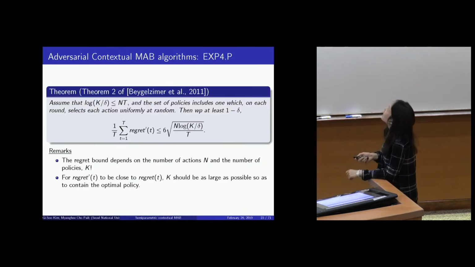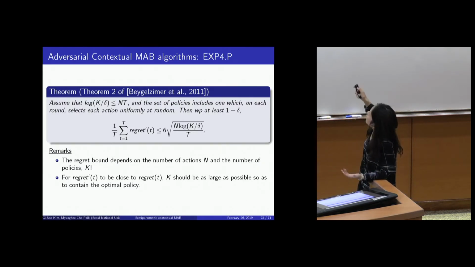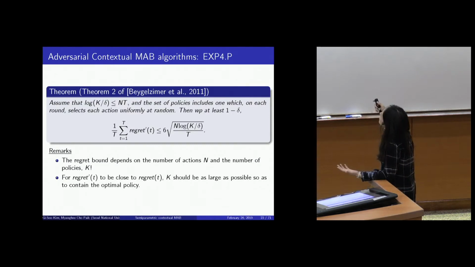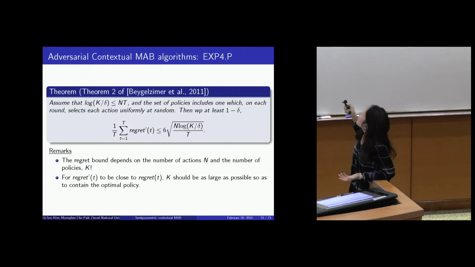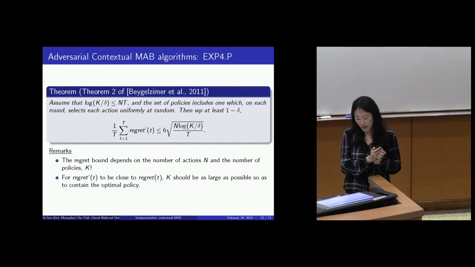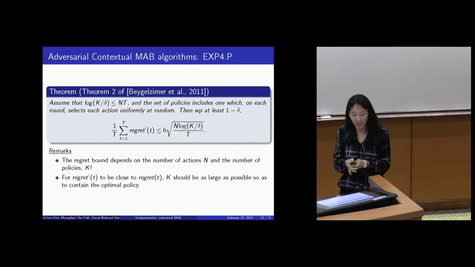And in conclusion, their algorithm achieved the following regret bound for the weaker notion of regret. And we can see that this is also sublinear in T, however, this bound depends on the number of actions and also on the number of policies, K. And for this weak regret to be close to the more conservative regret, then K should be as large as possible to contain the real optimal policy. Therefore, this is actually very large in practice, and this can be ineffective.